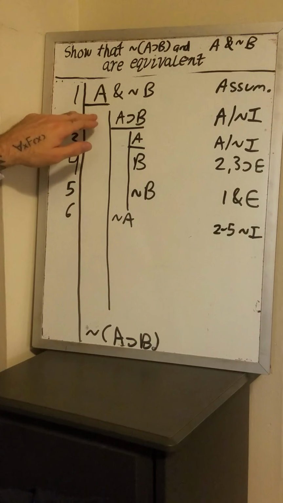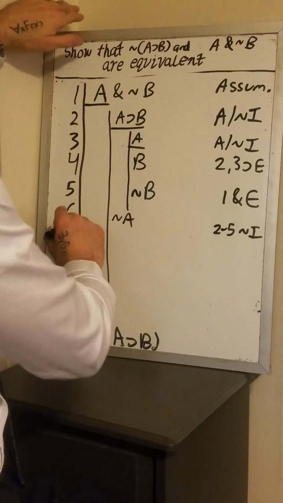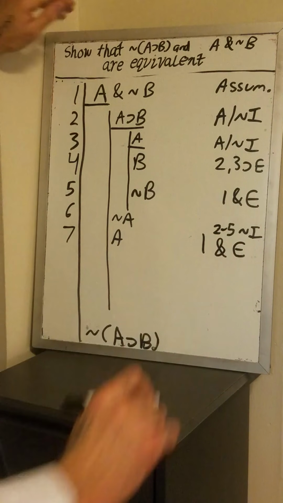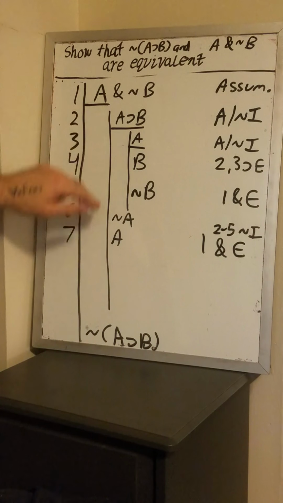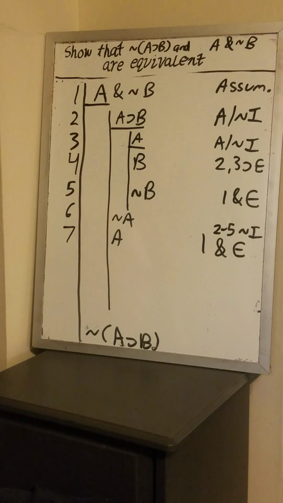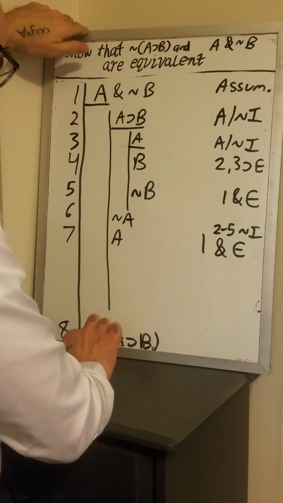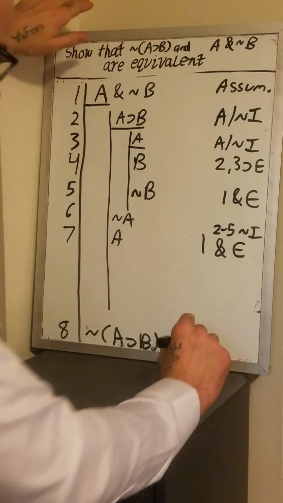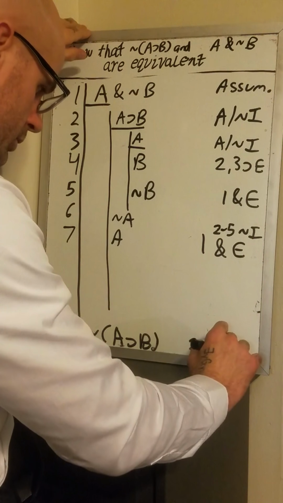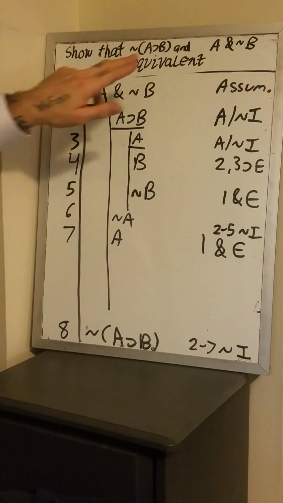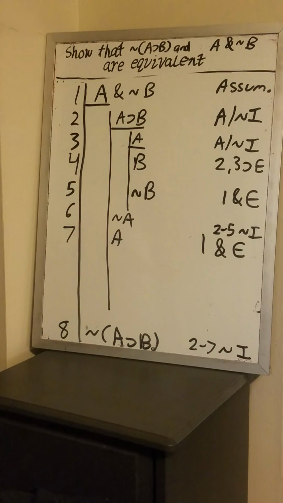And now we just need to bring this A down in here. Again, we're going to use conjunction elimination on line 1. And we have our contradiction, assuming if A then B led to this contradiction here. So line 8, not if A then B, from lines 2 to 7. Negation introduction. And now we've proven the right to left equivalency, and we're done with this proof of this equivalency.